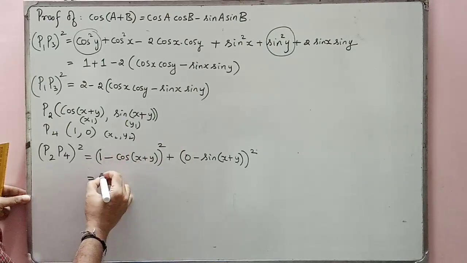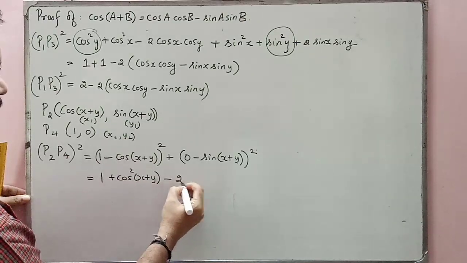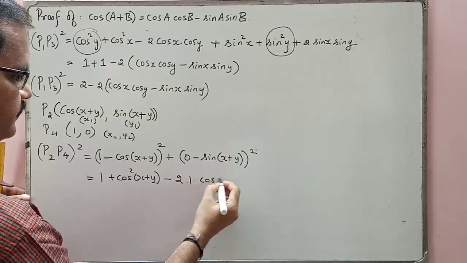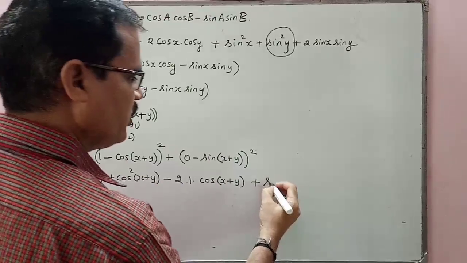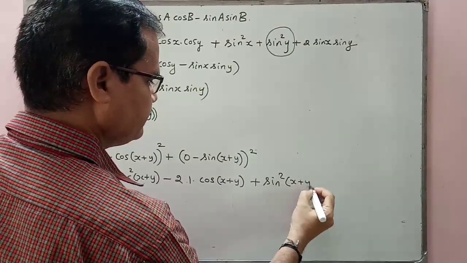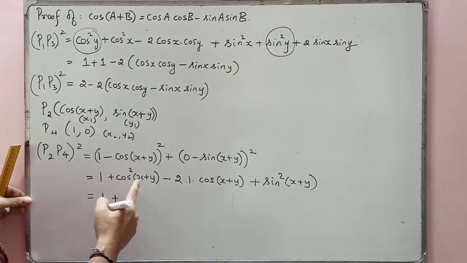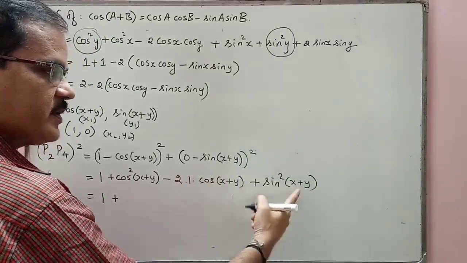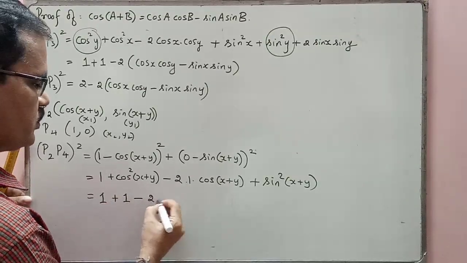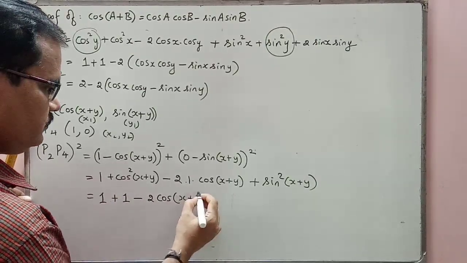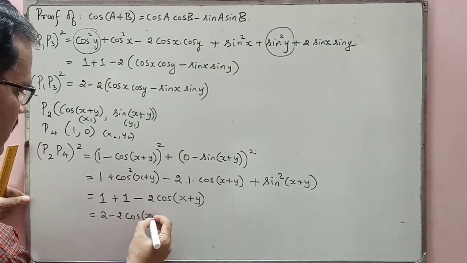Now the a minus b the whole square formula: a squared plus b squared minus 2 into a into b. Here this is very easy because minus is squared, so you get sin square of x plus y. Children, here you see 1 is there, cos square of x plus y, sin square of x plus y. Cos square theta plus sin square theta is 1, so we have a 1 here. Now what is remaining? Minus 2 cos of x plus y. Now 1 plus 1 is 2. So 2 minus 2 cos of x plus y.